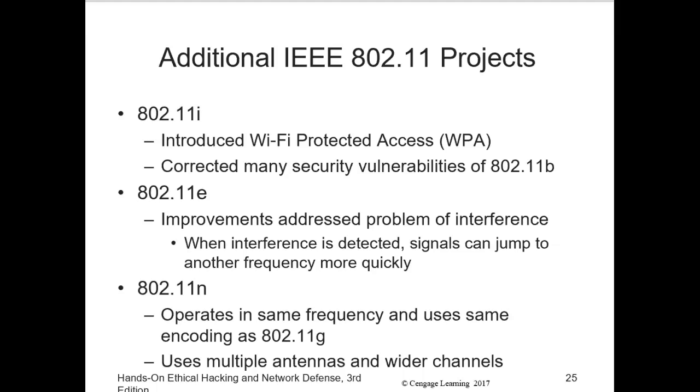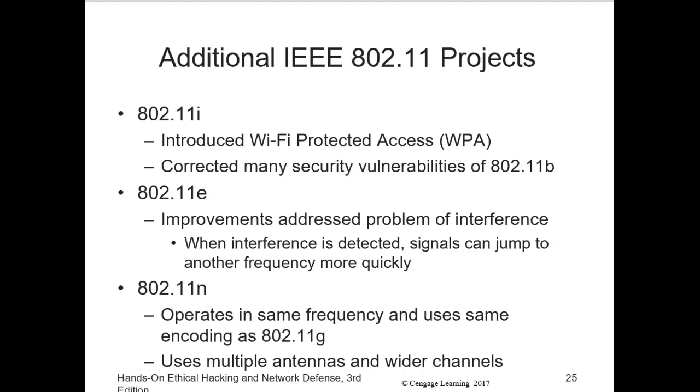Additional IEEE projects include 802.11i, which improved security protection of the wireless signal from WEP, which we just talked about. It's a good first try, to WPA, right? Wi-Fi Protected Access. And after some time, it also was discovered to have security vulnerabilities. And so we continued to develop the process.